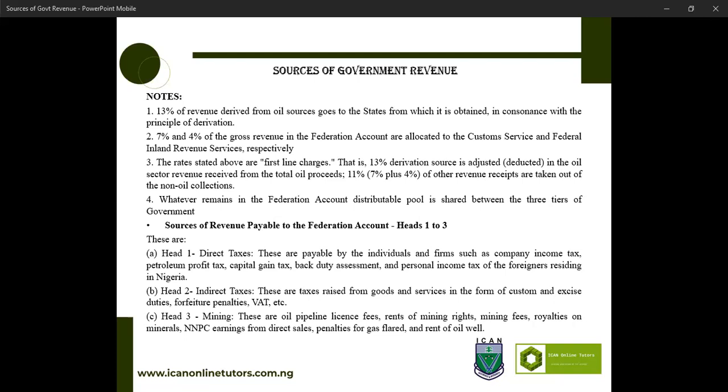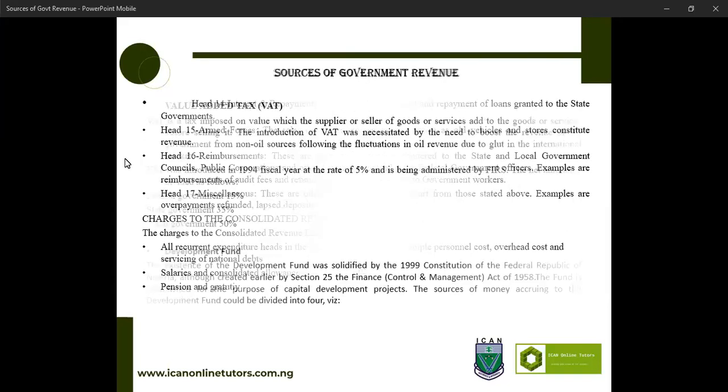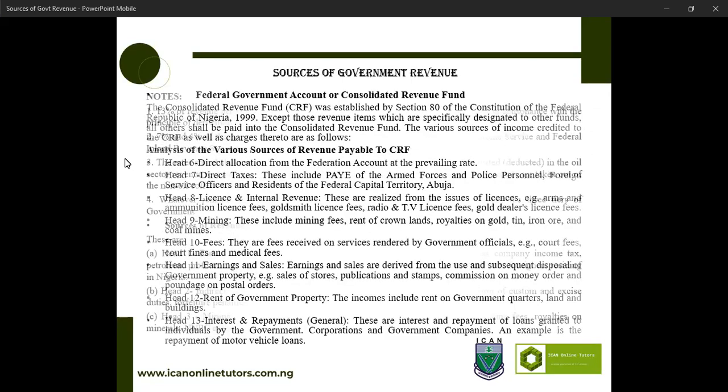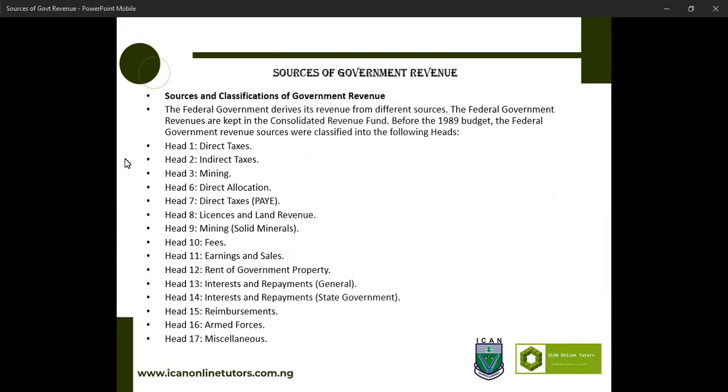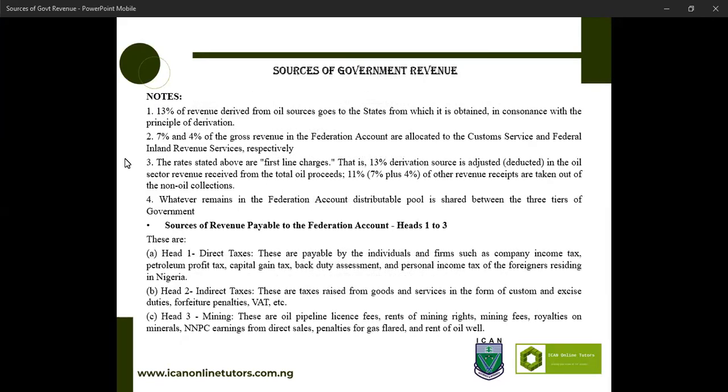All right. Okay. Now, head three. Please, we have head three and head nine that look alike. Let me go back to the full heads. Head three is mining. And we also have head nine, which is also mining. But if you check head nine, it was quoted to be the solid minerals. Head three collection relates to oil and gas revenue, while head nine relates to other natural resources, which are solid minerals. So please don't let us misquote head three and head nine.